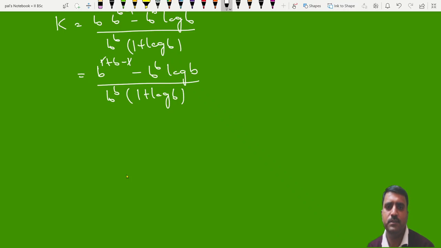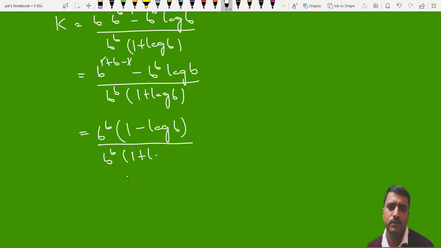You can take b to the power b as a common factor. Then it is 1 minus log b, divided by b to the power b into 1 plus log b. In both numerator and denominator you cancel b to the power b. So finally we have the limit value is 1 minus log b by 1 plus log b.